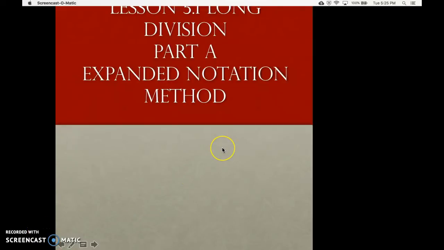Hello, ladies and gentlemen. We are moving on to Unit 5, where we're going to be working on long division. So this is Lesson 1, Part A. I'm going to show you a couple of different methods, and we're going to practice both, and then you can work with the one that you like. So this first one is called expanded notation.